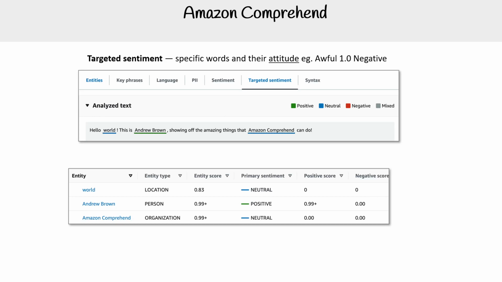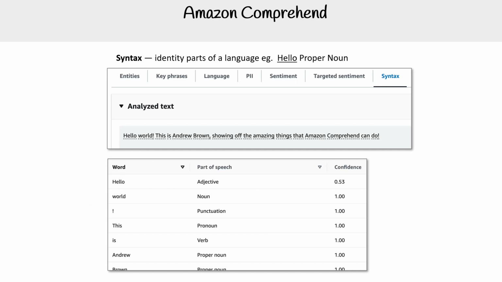Targeted sentiment, so it's looking at very specific keywords and saying, okay, this is positive, this is neutral here. And you can see it's showing the entity types. It's a bit more complex. Syntax would be the language syntax, so adjective, noun, punctuation, things like that.